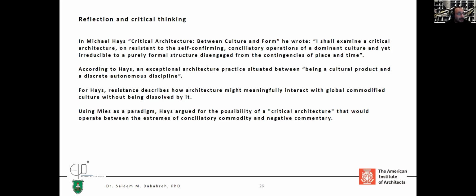He was advocating an exceptional architecture that lies in between both. It is part of a cultural product, and at the same time it is discretely autonomous. Resistance describes how architecture might meaningfully interact with the global commodified culture without being dissolved by it. The presented case was about Mies. He was talking about Mies and the Barcelona Pavilion, and he argued about the possibility of a critical architecture that would operate between the extremes of commodity and negative commentary.